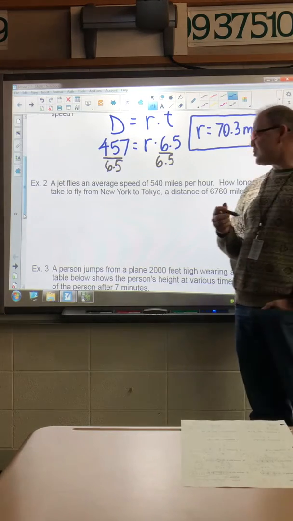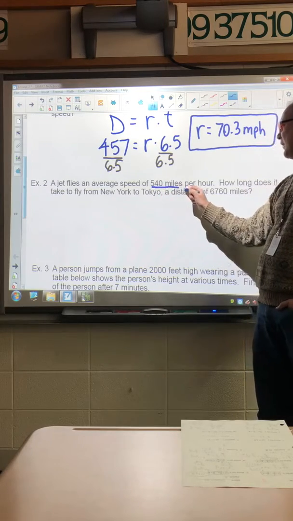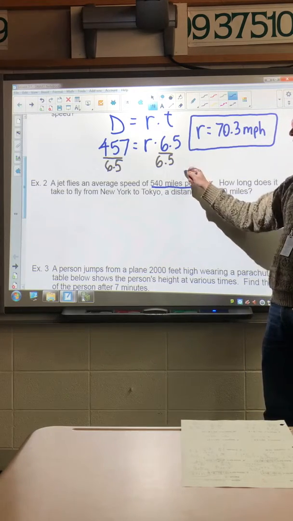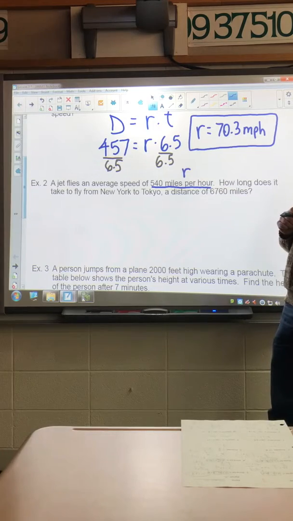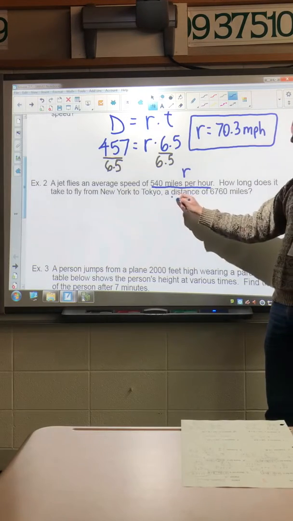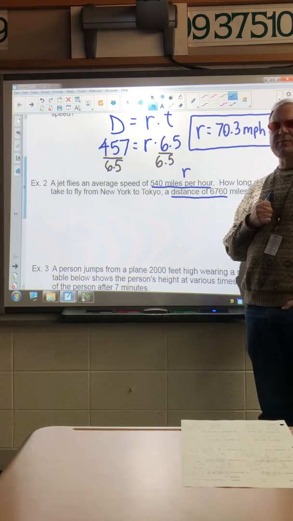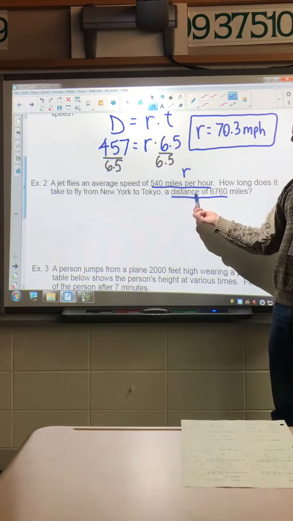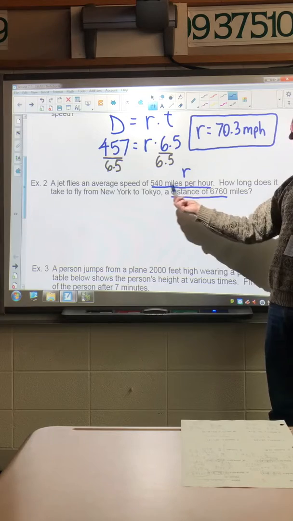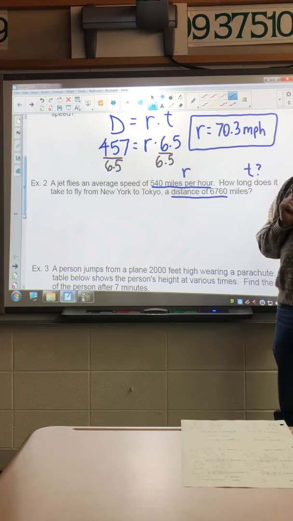Okay, so a jet flies an average speed of 540 miles per hour. So that's your rate. How long will it take to fly from New York to Tokyo? A distance of 6,760 miles. So here you know the distance and you know the rate. How long does it take? So you're looking for the time.